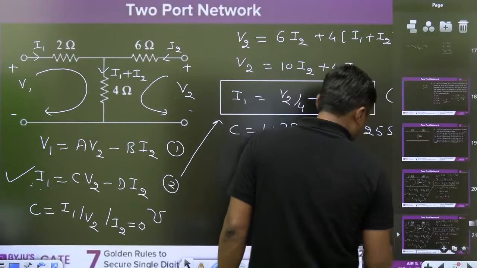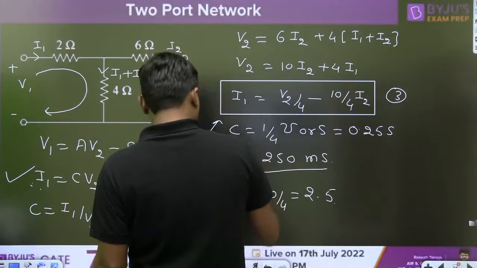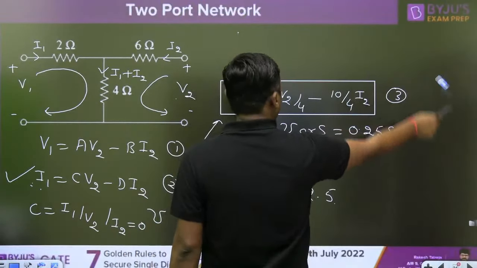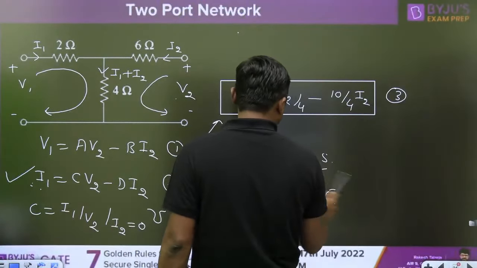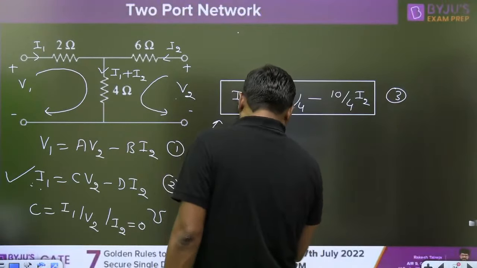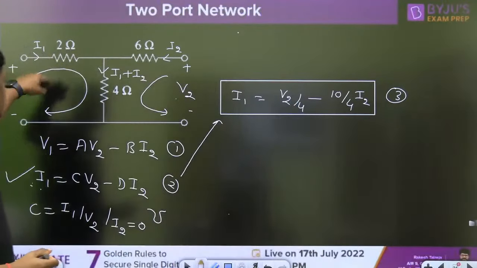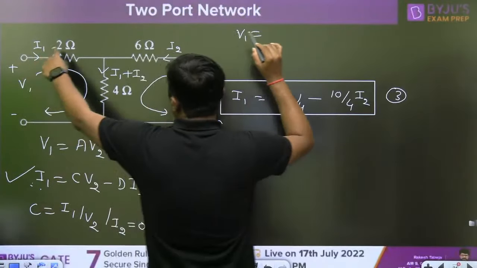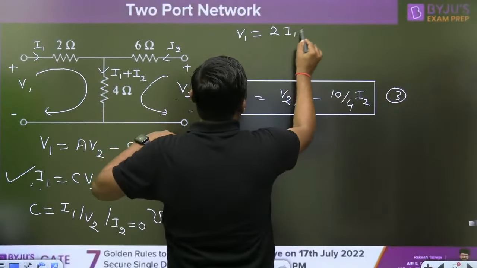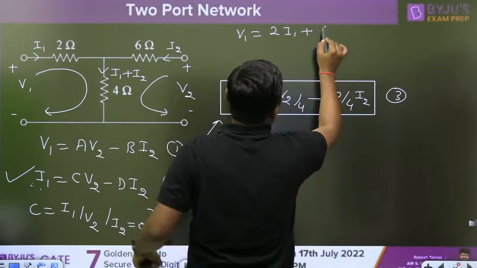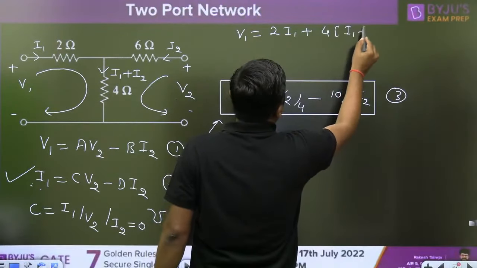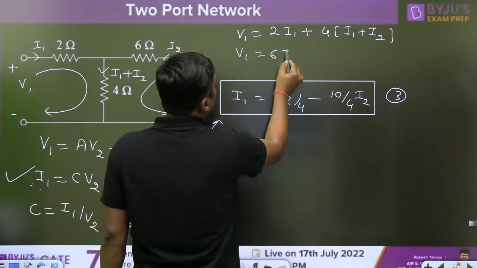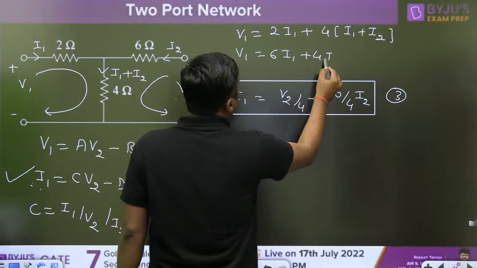Watch this. Already we have the values of C and D. Now write down the KVL at the input side. You are going to get V1 is equal to 2I1 plus 4 times (I1 plus I2). And it will become 6I1 plus 4I2.